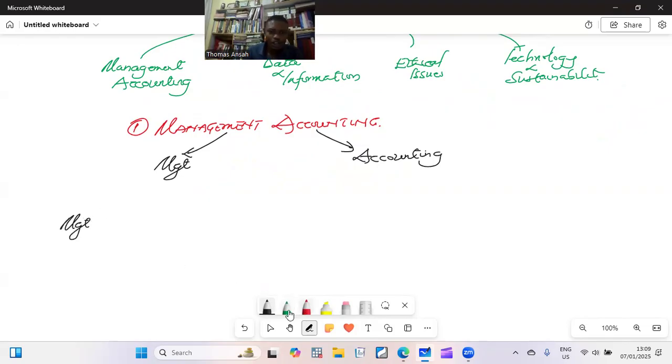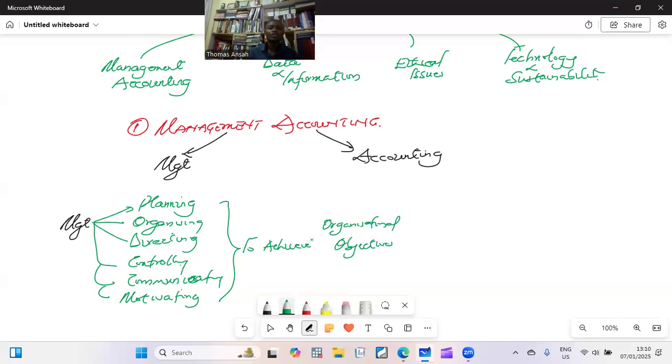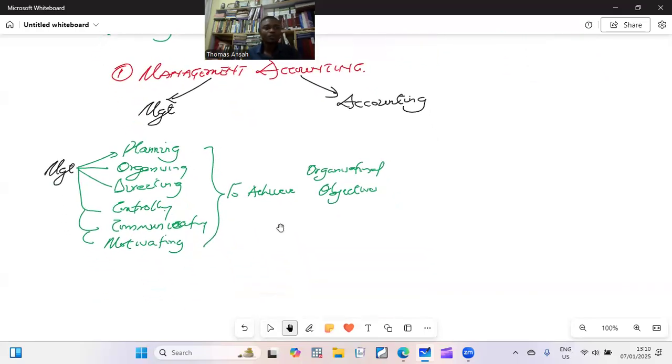When you hear of management, I guess what comes to mind is planning. What comes to mind is organizing. You are planning, you are organizing, you are directing, you are controlling, communicating, and probably motivating people so that you will be able to achieve organizational objectives. So you want to achieve certain objectives and you go through this process.